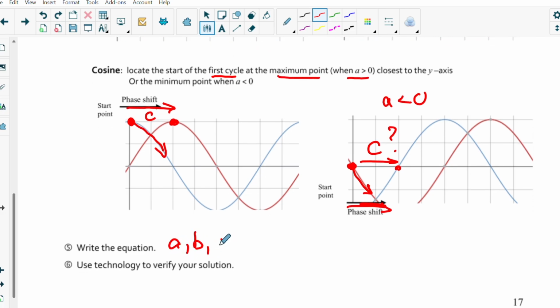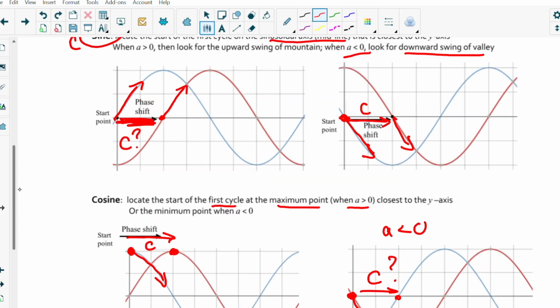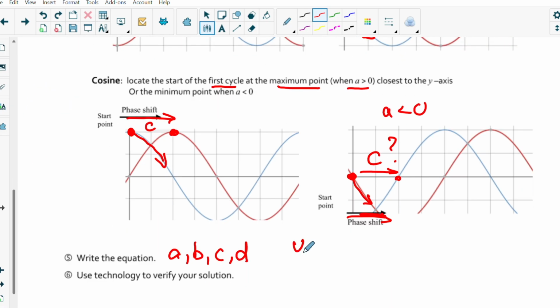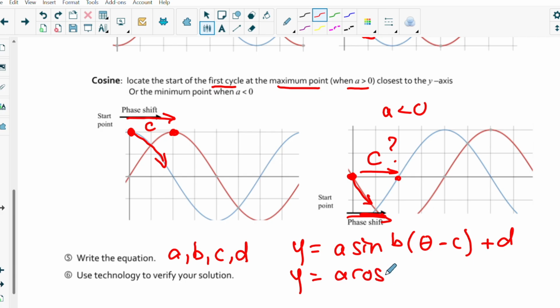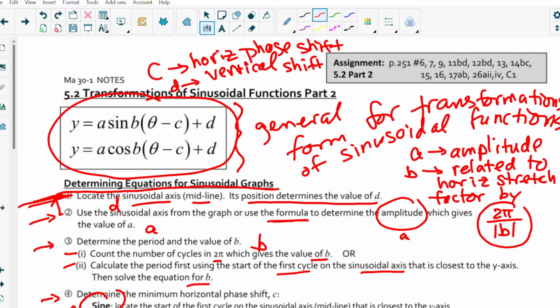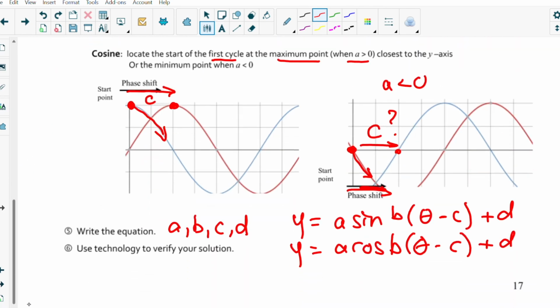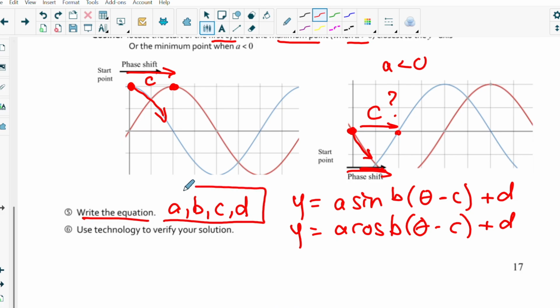Once you get your A, B, C, and D values, use this general form: y equals A sine of B times theta minus C, plus D, or y equals A cosine of B times theta minus C, plus D. Those are the two general forms of the sinusoidal function. Write the equation after you find your A, B, C, and D values, and then use technology to verify your solution.